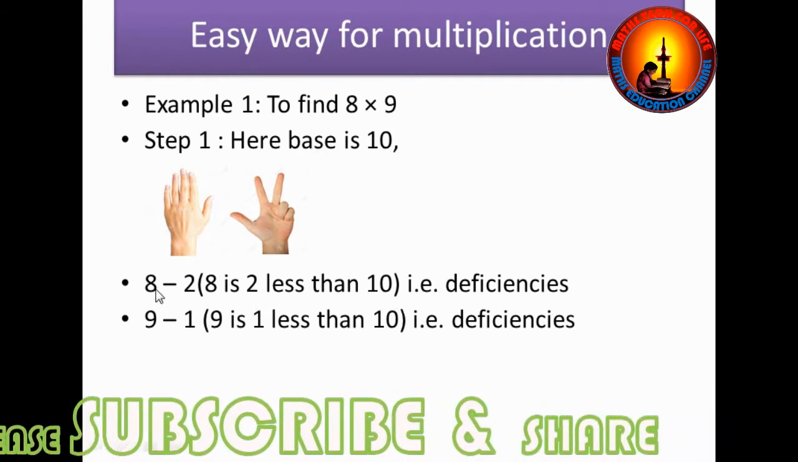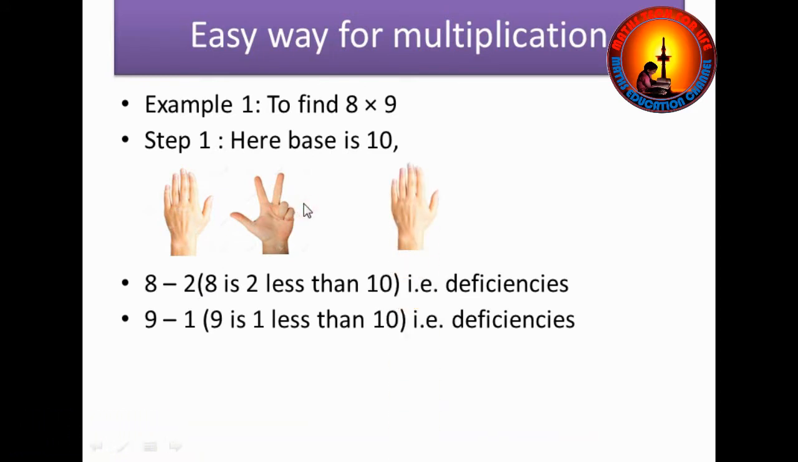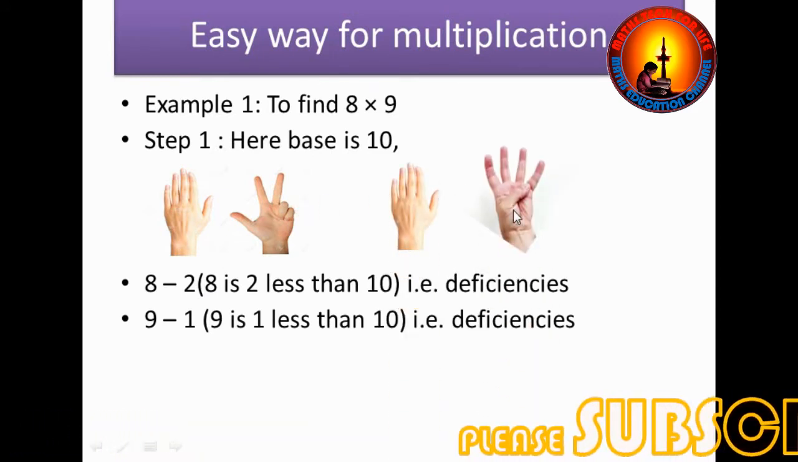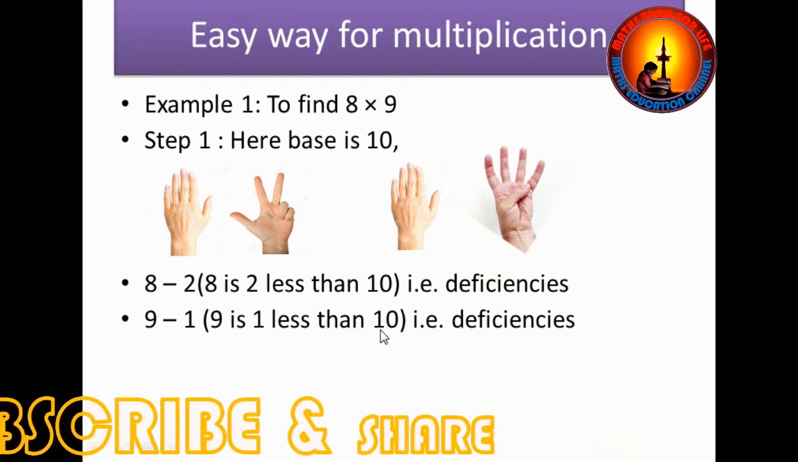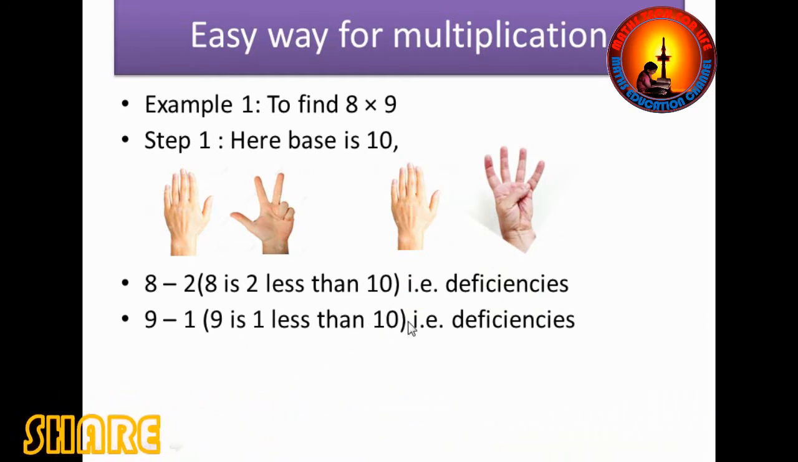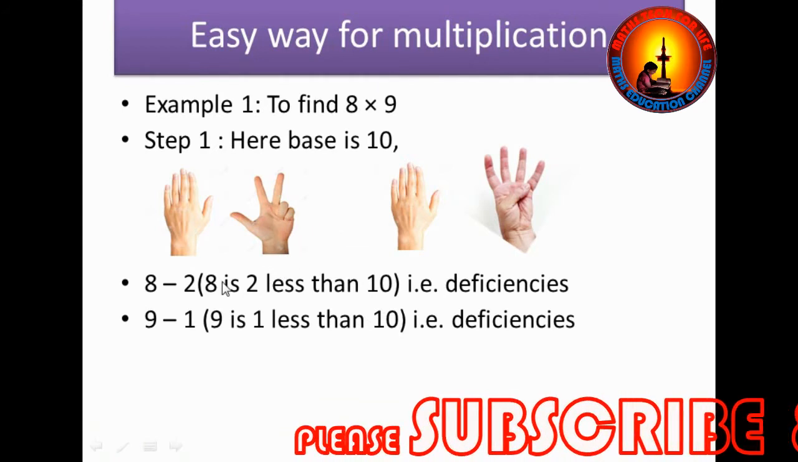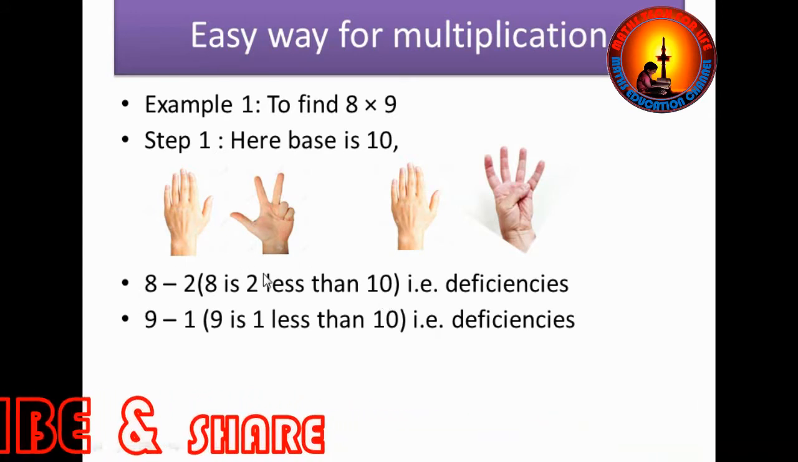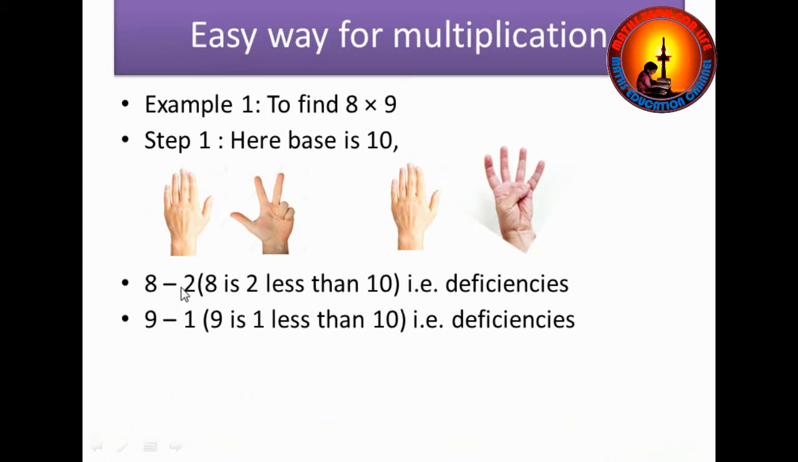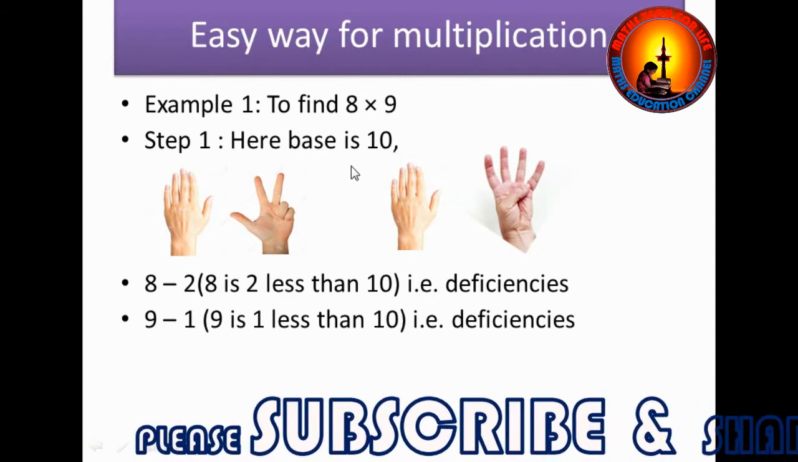So we can write 8 to 2. Then if we are taking 9 fingers, how many remain? 9 is 1 less than 10. This is the first step. We have to find how many is less for making this 10. 8 and 2 make 10, 9 and 1 make 10. We are going to make the base as 10.